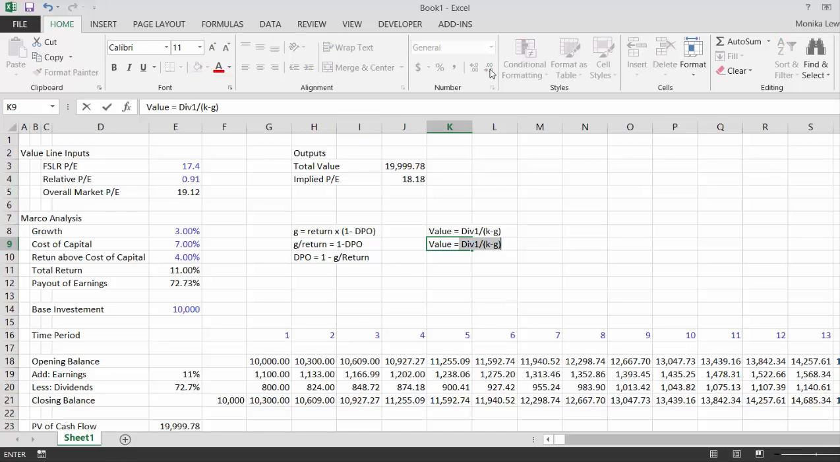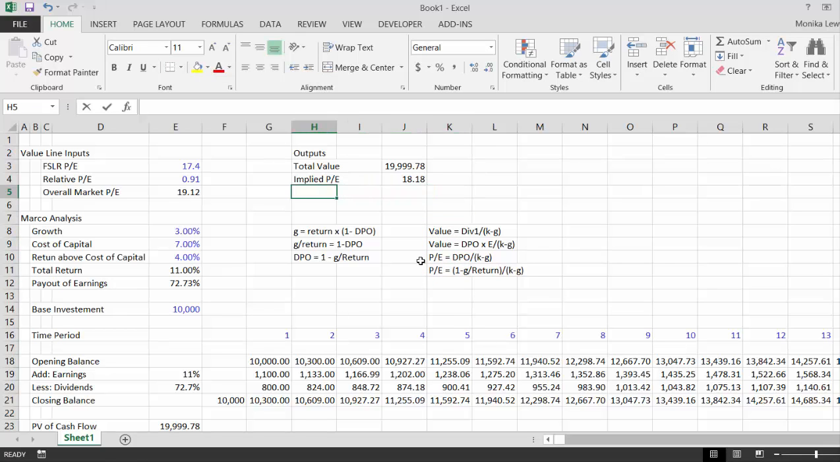But we can substitute this dividend up here. We can put value equal to the dividend payout ratio times earnings, divided by K minus G. Okay, so if we want the PE ratio, we put the E over here, and PE ratio equals dividend payout ratio divided by K minus G. But the dividend payout ratio is 1 minus G over ROE, or return, divided by K minus G. That's this famous value driver formula, and it works just fine.